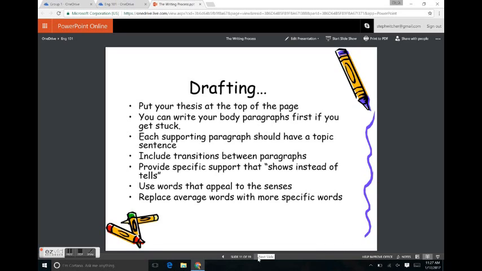And finally, be sure you replace average words with more specific words. This is something I write a lot on papers: be more specific. So don't tell me a lot. Don't tell me he was huge. I am 5'4". Most people are huge in my world.